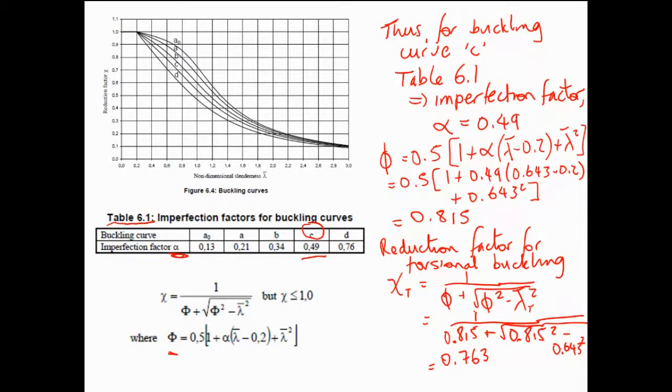If we think back, what was the reduction factor for lateral buckling about the minor axis? It was 0.713. So the reduction factor was 0.713 for lateral flexural buckling, when we calculated it in the last step, whereas it is 0.763 for torsional buckling. Therefore, lateral buckling will happen before torsional buckling because the reduction factor is a smaller number. Okay, we'll just work out what the value is here, just for completeness.